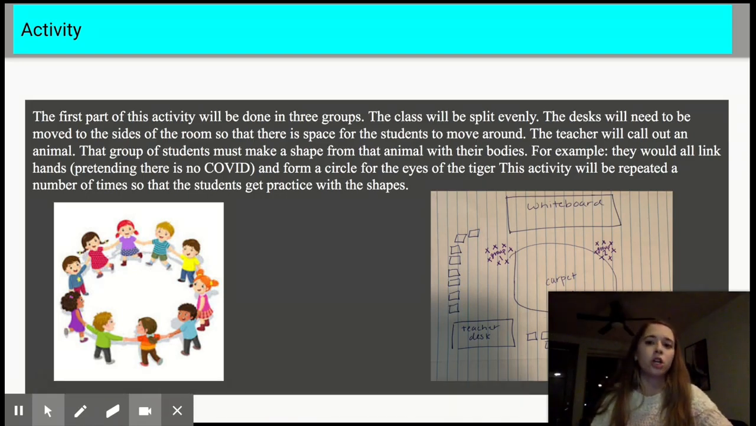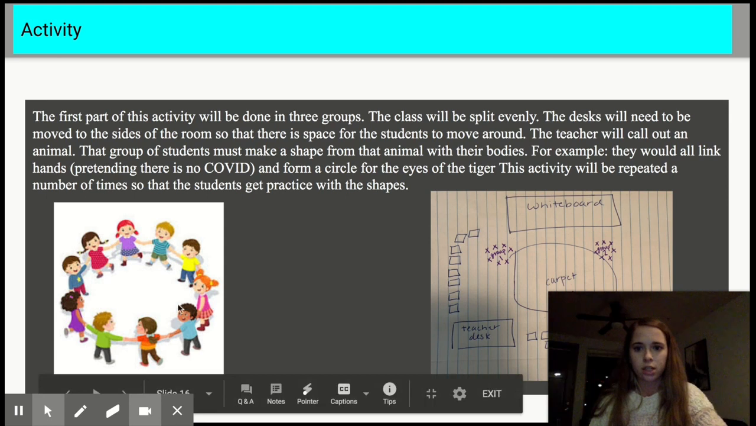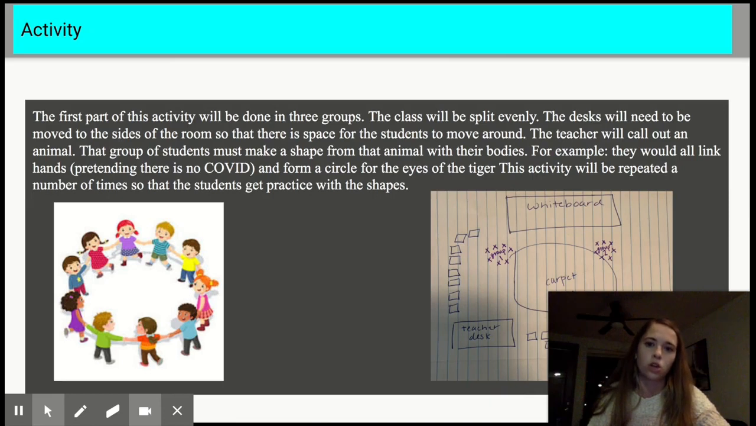And then the teacher would call out a shape that would need to be made out of the animal. So for instance, they would all link hands to form a circle for the eye of the tiger, just like is done here. The teacher would say, please form the eye of the tiger, and then the students would link up and make a circle with their bodies.